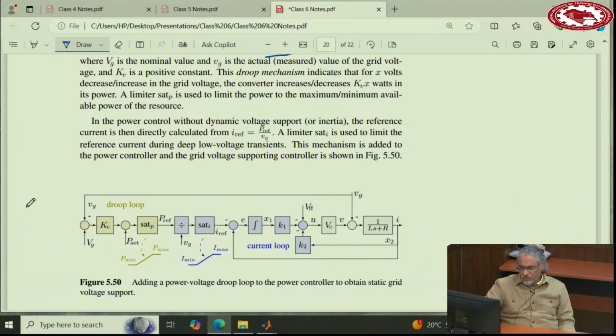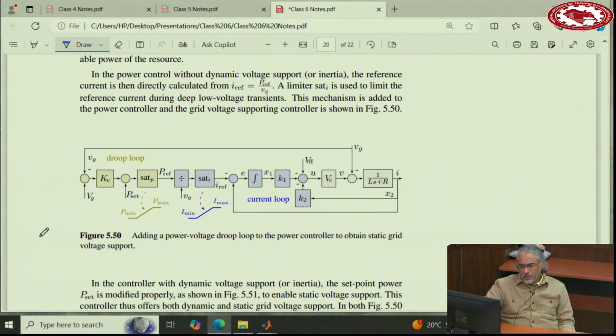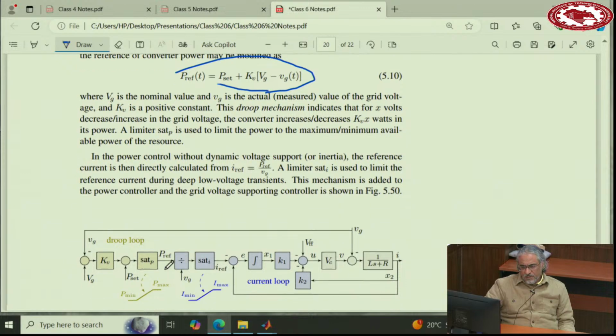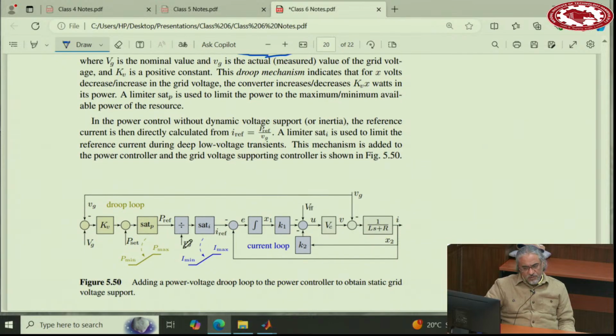So the way to do it is this one. You just take kV here into Vg minus Vg, and then you add it to the set point, just like this, and then use that as the reference for power, and then divide it by Vg. That is the current, saturate that current, and then this is only static support, no inertia.